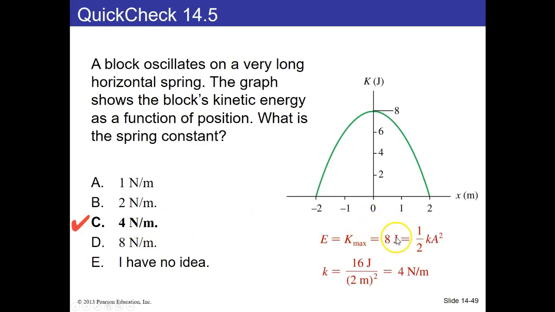And the spring constant for this one should be 4 newtons per meter. I know that 8 joules would be equal to 1/2 kx squared, where A here is my x. And if I rearrange and solve for k, I'll have 16 joules all over 2 meters squared, or 4 meters squared, and that would be 4 newtons per meter.